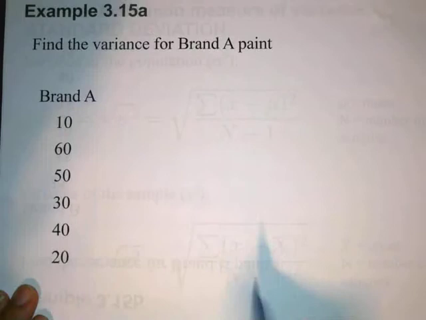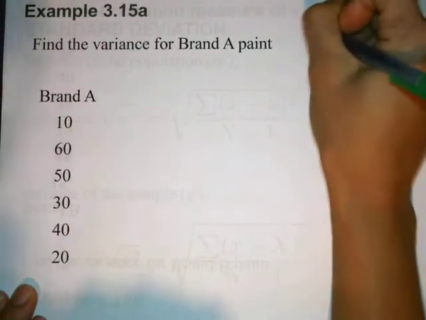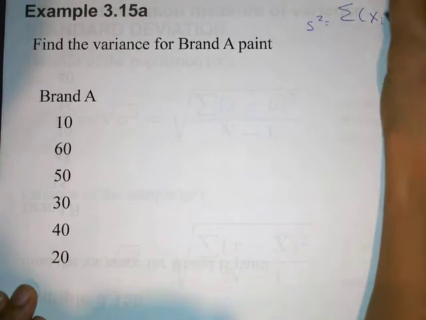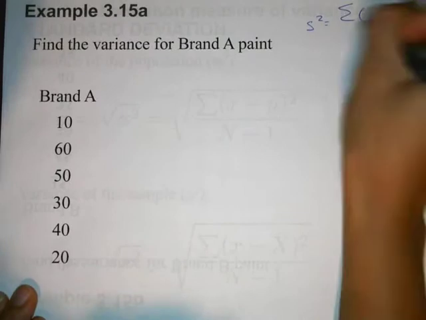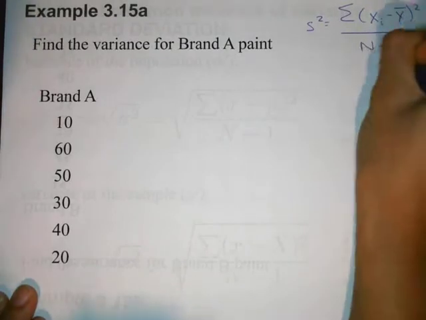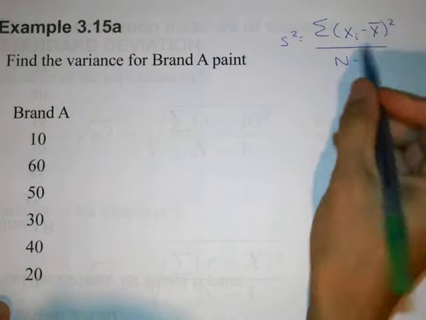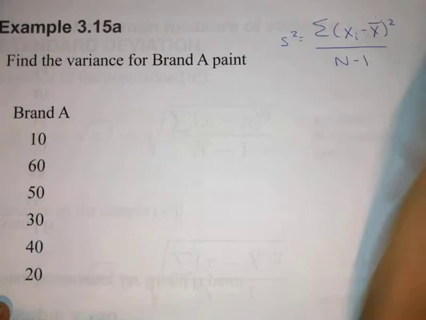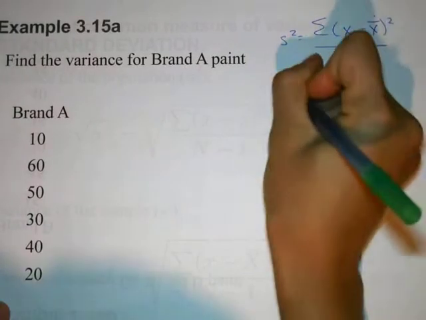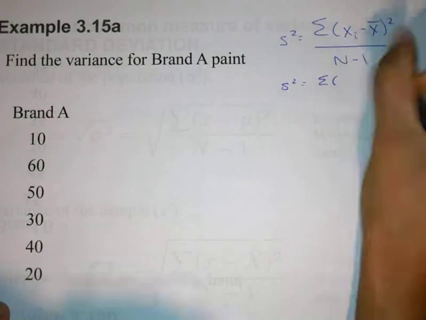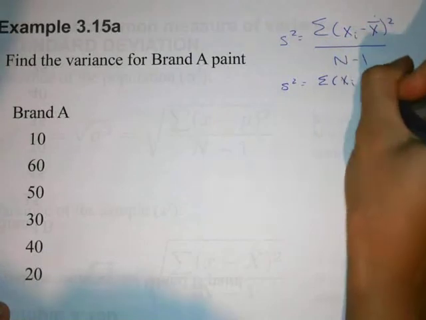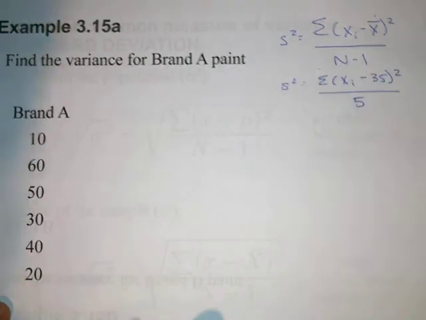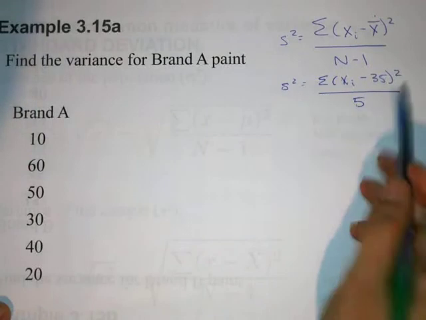Okay, so let's find the variance for brand A paint. And here is our equation, which says that S squared is the sum of the individual X's minus the average X, squared, divided by N minus 1. So let's just plug in the numbers that we found in the previous example, that the mean here is 35 and the number of samples was 6. So S squared is the sum of X sub i minus 35 squared divided by 5.